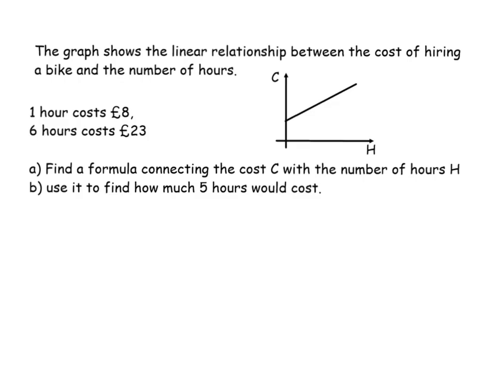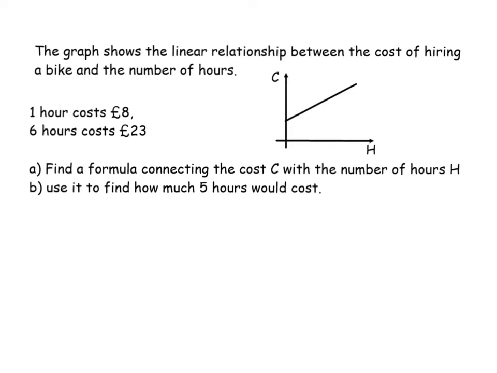So here we have a very basic diagram with a straight line on it. Now, this graph shows the linear relationship between the cost of hiring a bike and the number of hours you have the bike for. Now, common sense would tell us the longer you hire a bike, the higher the cost, which is shown on the graph here. Now, the only information we're given is that 1 hour costs £8 and 6 hours costs £23. Now, I know there's no coordinates in a straight line, but they're actually given to us in the question.